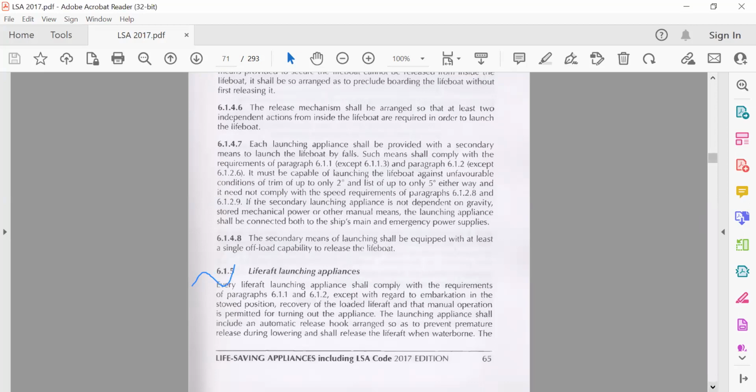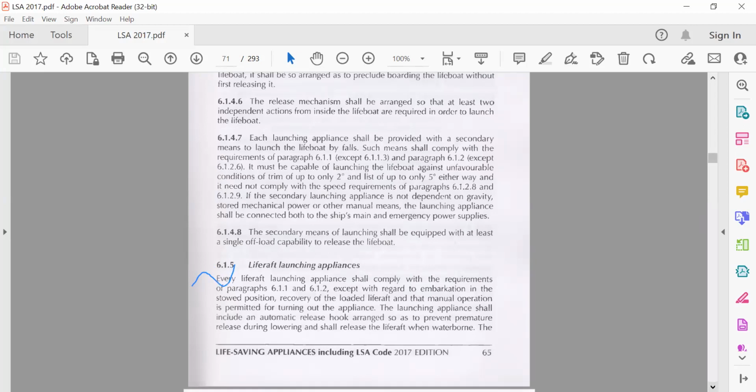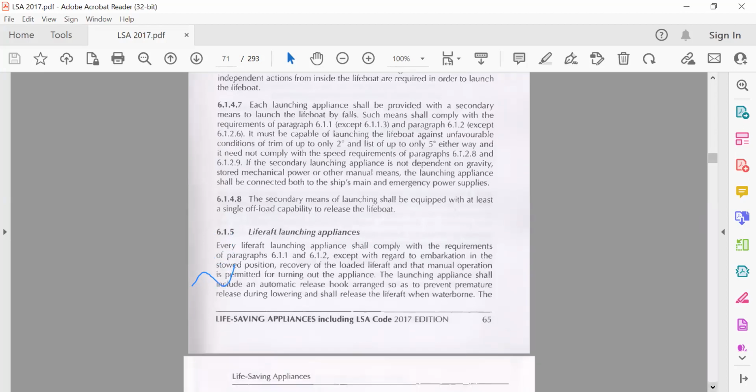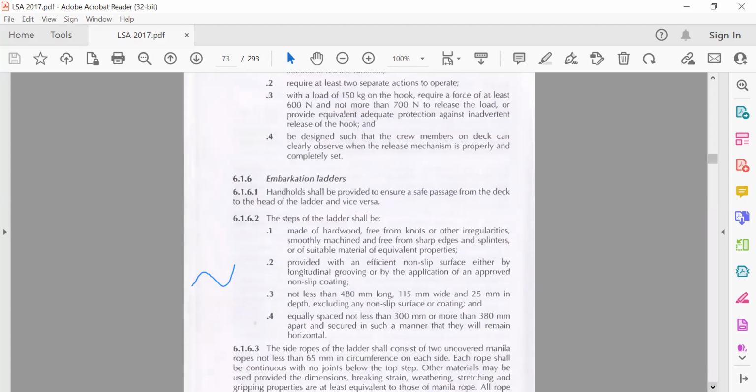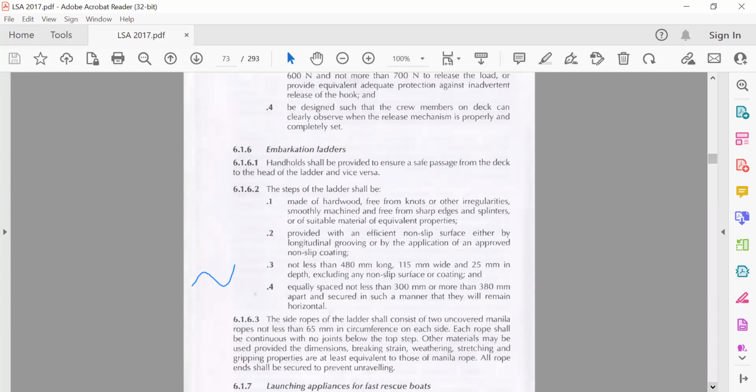I'll talk about the embarkation ladder quickly. So embarkation ladder, that's 6.1.6. As simple as it is, or as simple as we look at it, this is just a ladder. There are specifications that should be followed before manufacturing these things. You can't just use any rope and construct this thing. No, it has to be a manila rope. We are even given dimensions at which this thing should be constructed.